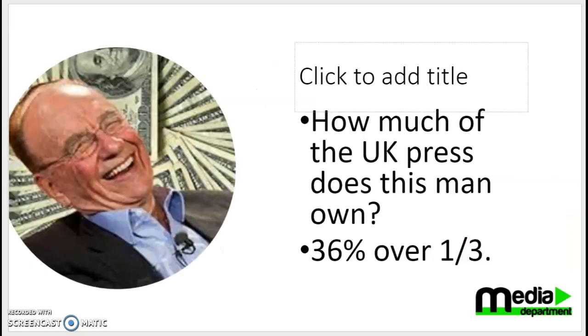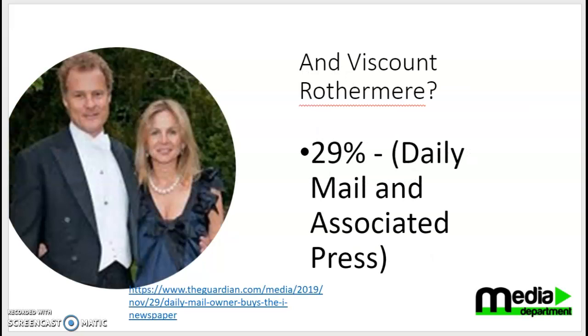So Murdoch here, it says here he owns 36% of UK press. That's insane. That's over a third. Okay, that's a massive, massive amount. And on the next slide here, it tells us that Rothermere owns 29% of the news industry as well in the UK, the Daily Mail as well.